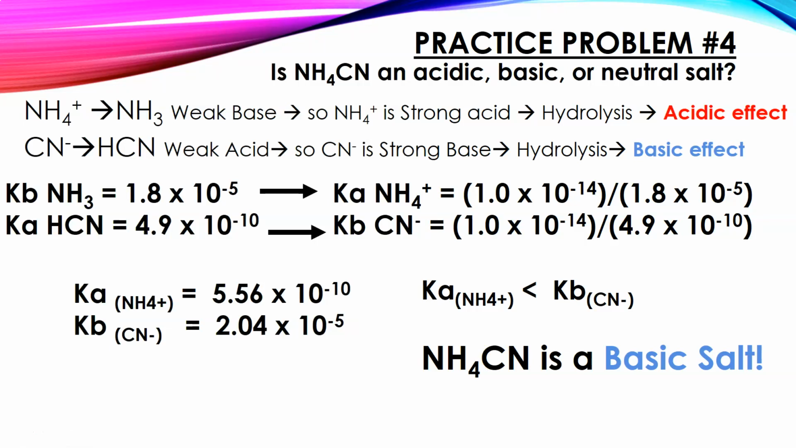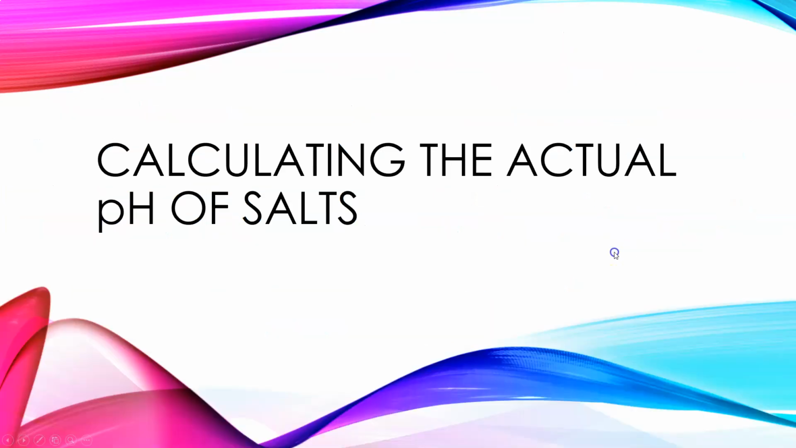Now, it gets a little bit tricky if I ask you to go one step further. What if I don't just want to know if it's acidic or basic, but what if I want to know the actual pH when I'm finished? When I've dumped everything together, will it be acidic or basic or neutral? And what will the pH be? So switching gears a little bit, let's talk about calculating what the pH might be.